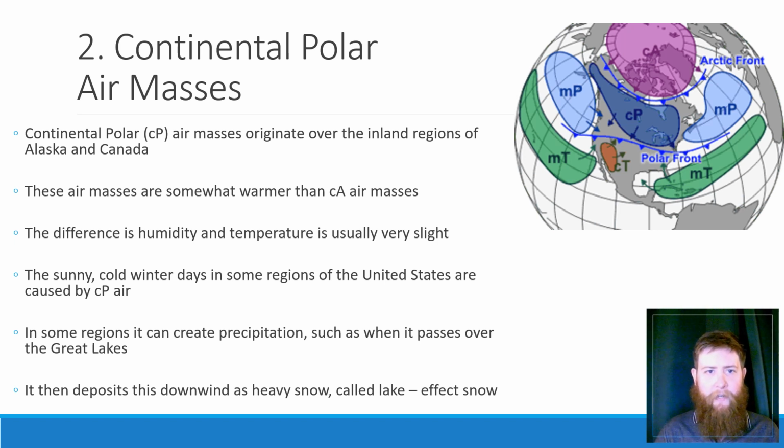Our next one, kind of moving down, is the continental polar air masses. And these air masses are originating over inland regions of Alaska and Canada. If you're not looking at the United States, it would be more like Russia or Norway or Sweden. But these guys are slightly warmer than continental Arctic air masses, and they have a little bit of difference in humidity. But these guys are still, because they're forming over continents, going to be pretty dry. So when we get sunny, cold days in parts of the United States, this is caused by this continental polar, which doesn't have a lot of liquid, so there's not a lot of clouds, coming down and chilling the area.